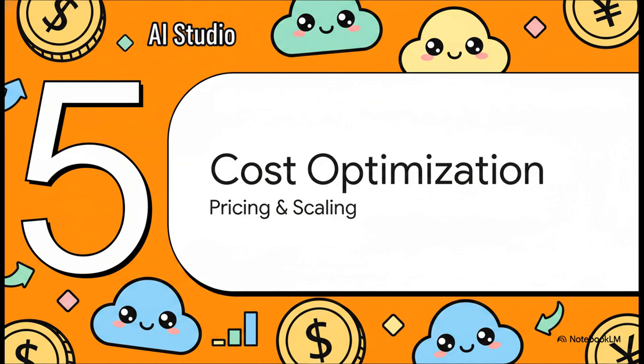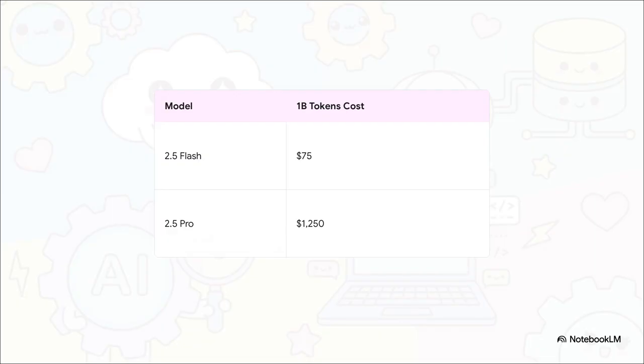Which brings us to our final hurdle, Section 5. Pricing and cost optimization. Running these highly capable models at scale in production ultimately comes down to economics, and the price difference for heavy usage, say processing 1 billion tokens, is dramatic. Using the Gemini 2.5 Flash model for that volume will cost you an estimated $75. Running that exact same volume through the 2.5 Pro model will cost you $1,250. This brilliantly illustrates why picking Flash over Pro whenever you can isn't just a minor technical choice, it is absolutely critical for your bottom line.